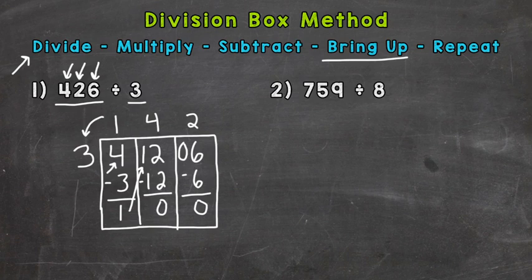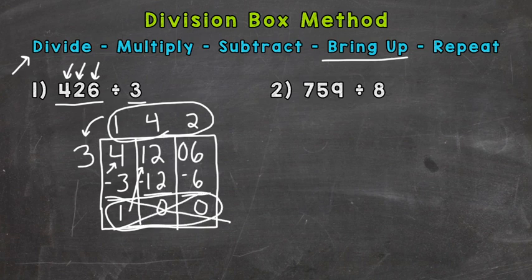So we do not have a remainder. That worked out perfectly there, and we get 142. Now a common mistake would be thinking this down here is the answer. You always look up top for the answer. So 142. So on to number 2 here, which this one is going to have a remainder.